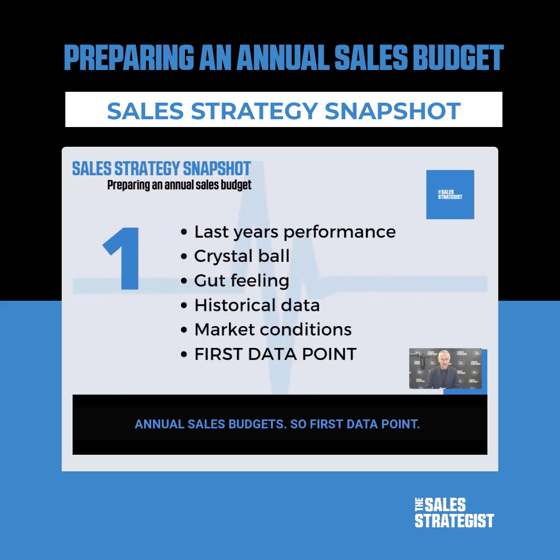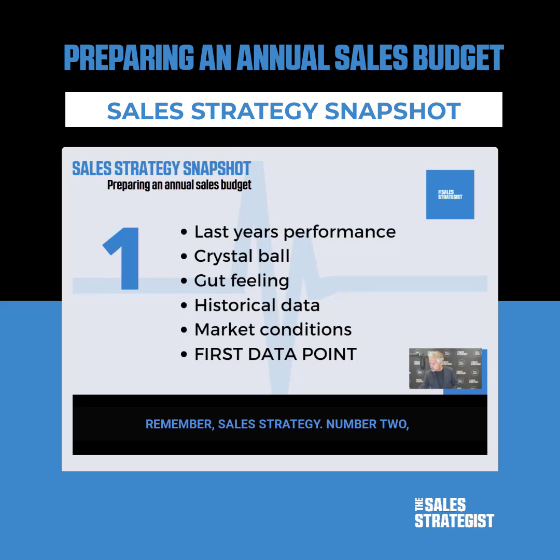Annual sales budgets. So first data point. A lot of businesses will start with last year's performance, and then they'll add on a percentage. They'll look into the crystal ball. They'll get a gut feeling. Based on historical data, you'll look at market conditions and you'll come up with a number. Let's say your sales revenue was $1 million last year. Maybe you'll put your finger in the air, and all going well, you'll think, you know what, 10% growth is about right for us. Let's get to 1.1 this year. And that's how a lot of budgets are formed.